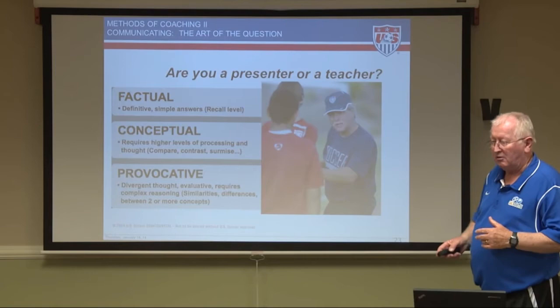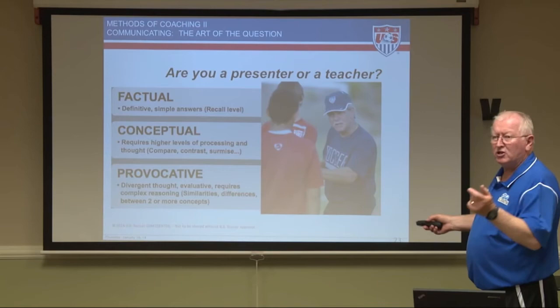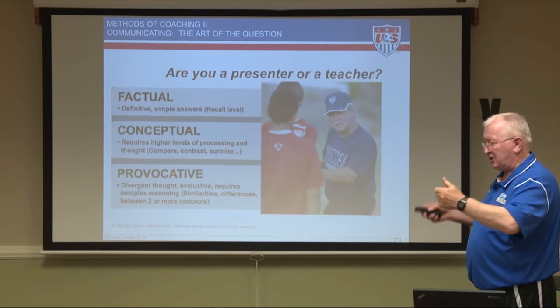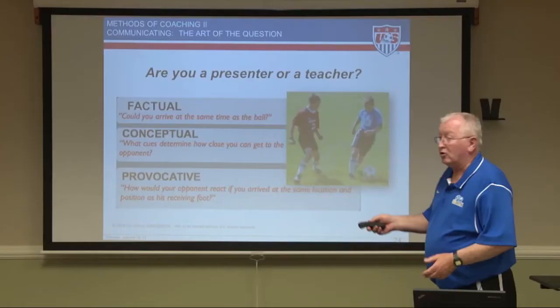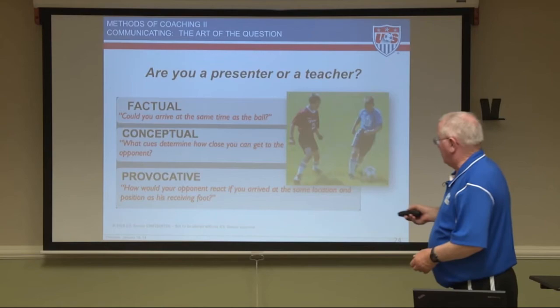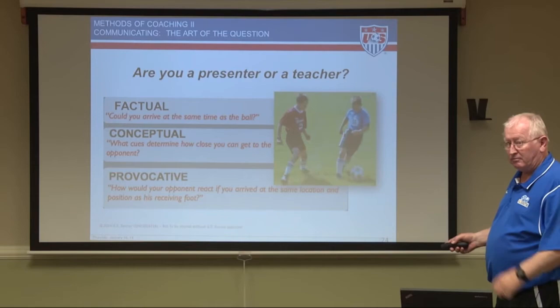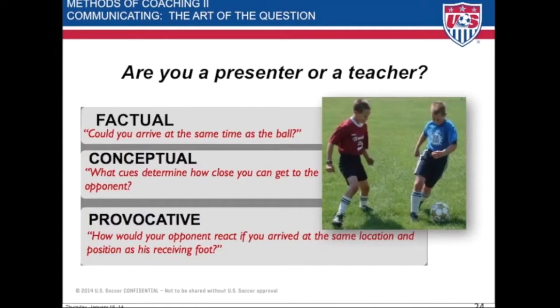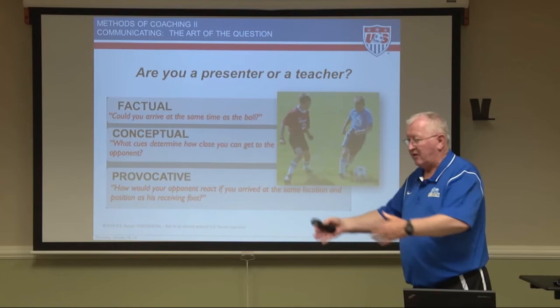This allows them to have this kind of in-depth thought, and maybe if you ask them, which stage of the practice would you ask them? Probably in the third stage, the expanded small-sided activity, or even in the scrimmage. How would your opponent react if you arrived at the same location and position as his receiving foot? So now there's a technical thought, there's the angle of approach, and then trying to make an assumption of how that person would react. So these are three kinds of questions that we would like you to start training yourself to ask, so that you can help your players become invested in what you're trying to share and teach.